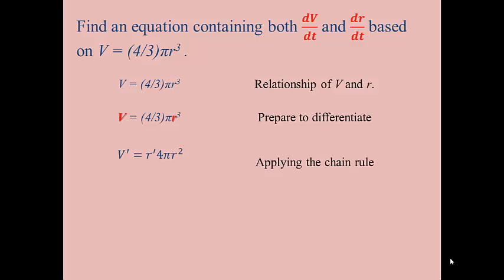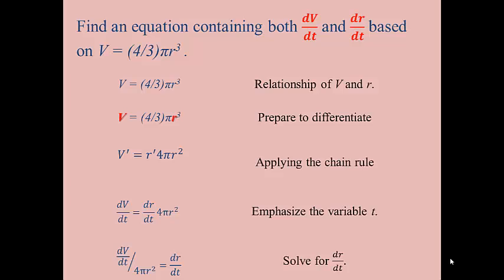Now we want to return to the notation that emphasizes time. So we have dV/dt is equal to dr/dt times 4 pi r squared. And that is the crux of finding a relationship on the rate of variables, applying the chain rule in this fashion. So now if we simply solve for dr/dt, because that's the variable we're interested in, we divide by the 4 pi r squared and we have this expression. So now we'll use this with some numbers here.